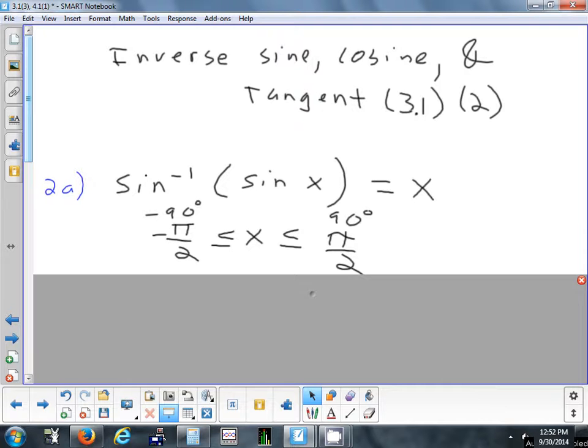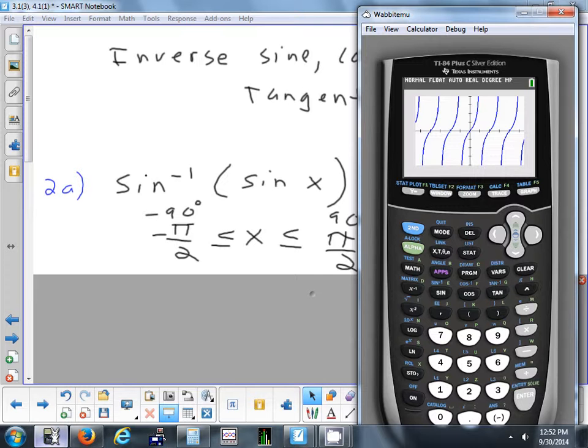So this formula will work as long as you pick a value for x that's between negative 90 and positive 90. Or in radians, you're doing negative pi over 2 to positive pi over 2. And you can equal the endpoints. You can go right up to and include 90 and negative 90. Let's look at an example. Let's do the inverse sine of the sine of, I'm just going to pick a number between negative 90 and 90, 52.